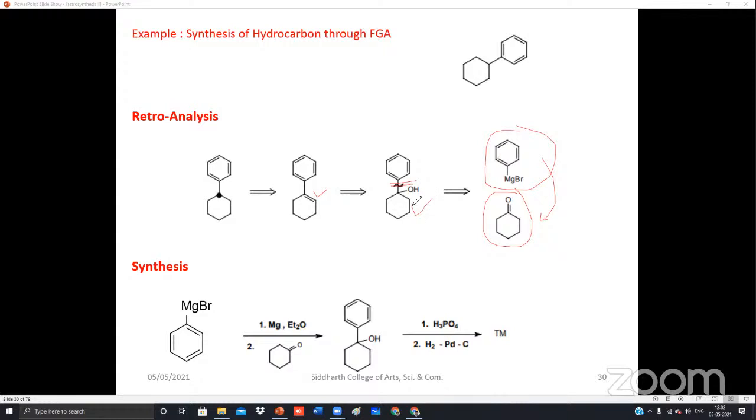On dehydration, you will get the alkene. On reduction with hydrogenation, you will get a simple reduction of this double bond. Simple balloon pressure is enough to reduce this double bond to this cyclohexane derivative. So this is how to tackle this particular hydrocarbon to be synthesized.